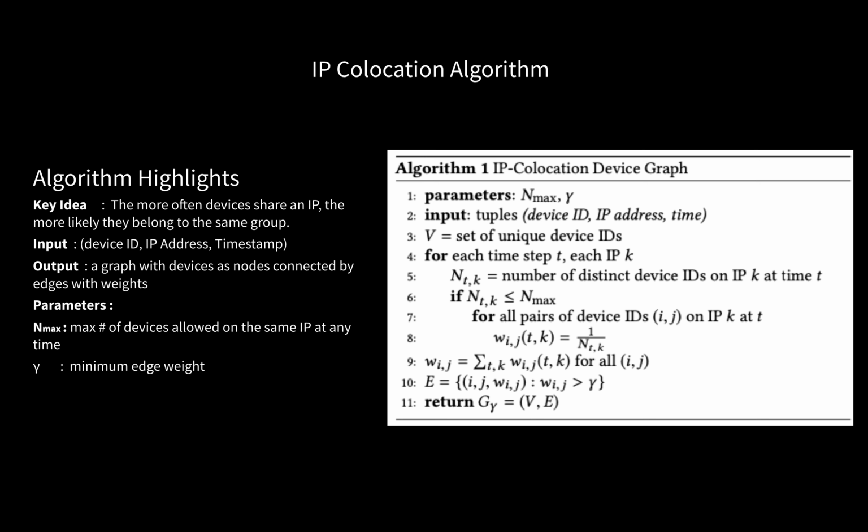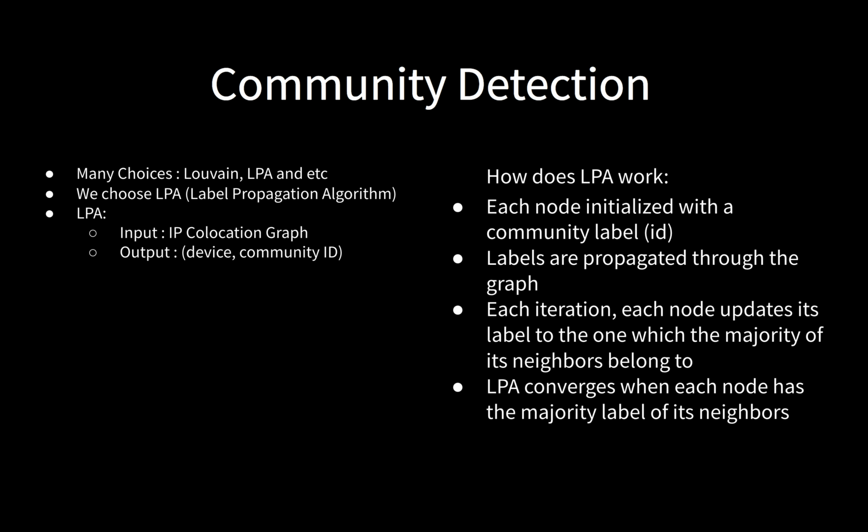So once we have the IP collocation graph, we can run community detection algorithms to try to cluster devices into communities. There are many choices. The one we pick is called LPA, which stands for Label Propagation Algorithm. This algorithm takes the IP collocation graph as an input, and the output is a Spark data frame made of device and community ID. Just to briefly go over how this LPA works.